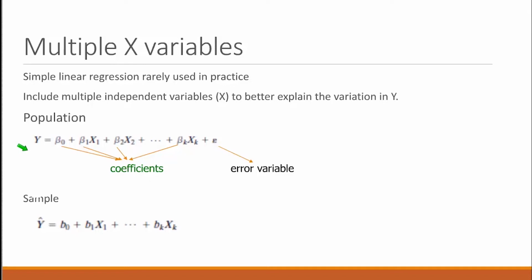Y is still our dependent variable, and it depends on a couple of x's. X1, X2, all the way to Xk are the independent variables. You can see this is k here, meaning that it depends on the situation. Sometimes you have 3 x's, sometimes you have 5 x's, and sometimes you even have 10 x's. Now, you notice that for each x, there is a beta associated with it, right? So beta 1 x1 means beta 1 here is the coefficient for x1.